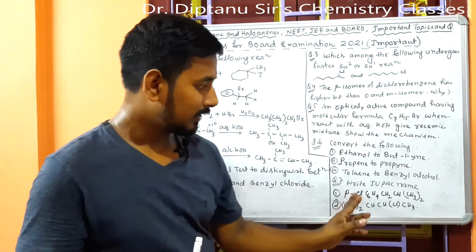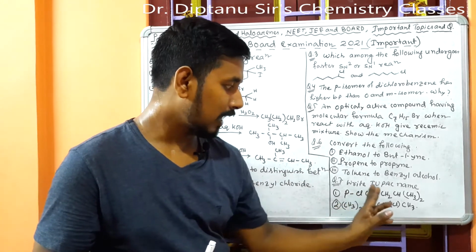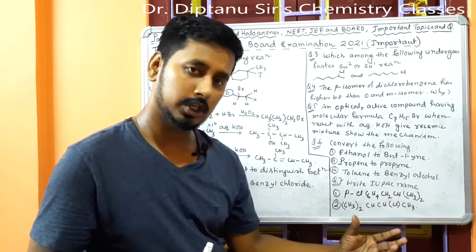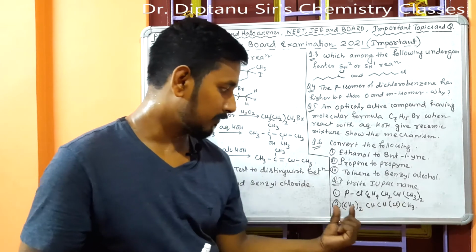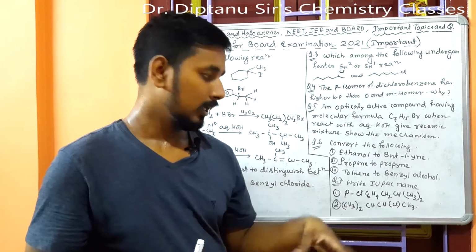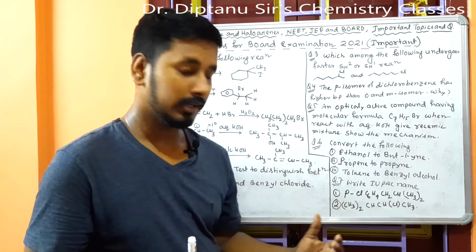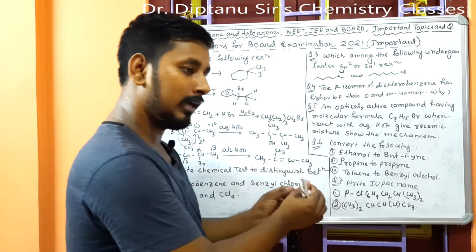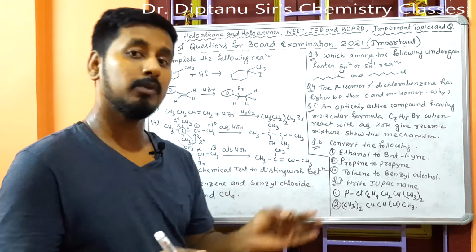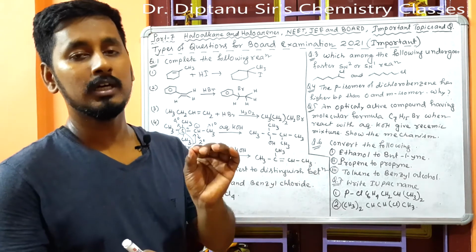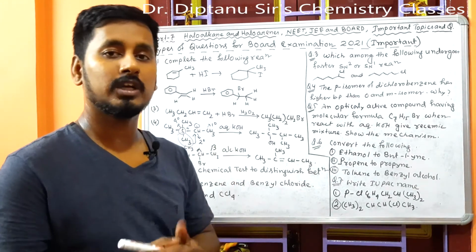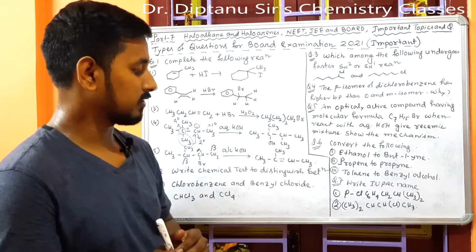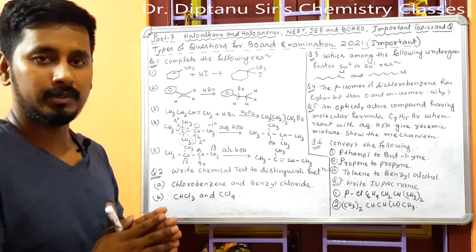And after that, the question will be like: write the IUPAC name of this. They give you some structure and formulas, and from that you find the IUPAC name of the compound. They may also give you the name of a compound, and from that name you have to write the structure of that particular compound. So these types of questions may be asked in your board examination.